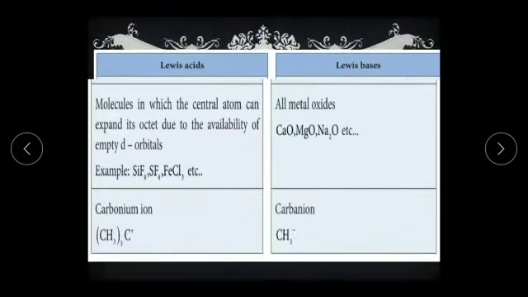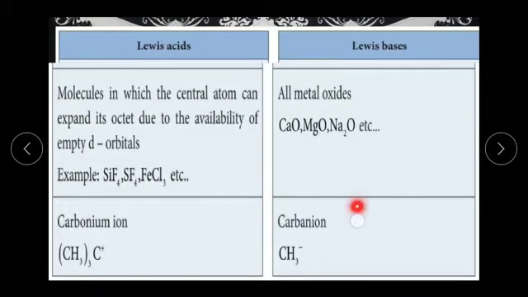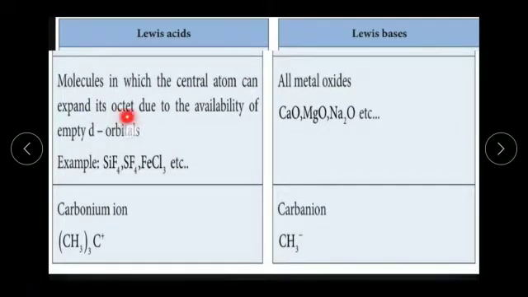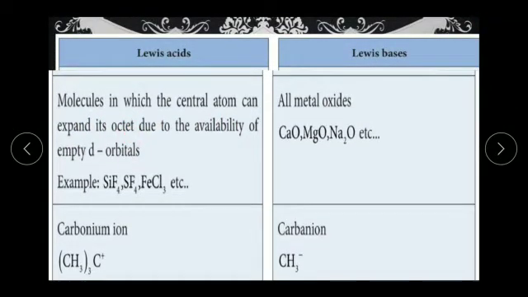Then the fourth point: molecules in which the central atom can expand its octet due to the availability of empty d orbitals. Because of the presence of empty d orbitals, they can expand. Examples are SiF4, SF4, FeCl3. These are all Lewis acids. I hope you remember this concept, which we already discussed in VSEPR theory in the fifth unit.